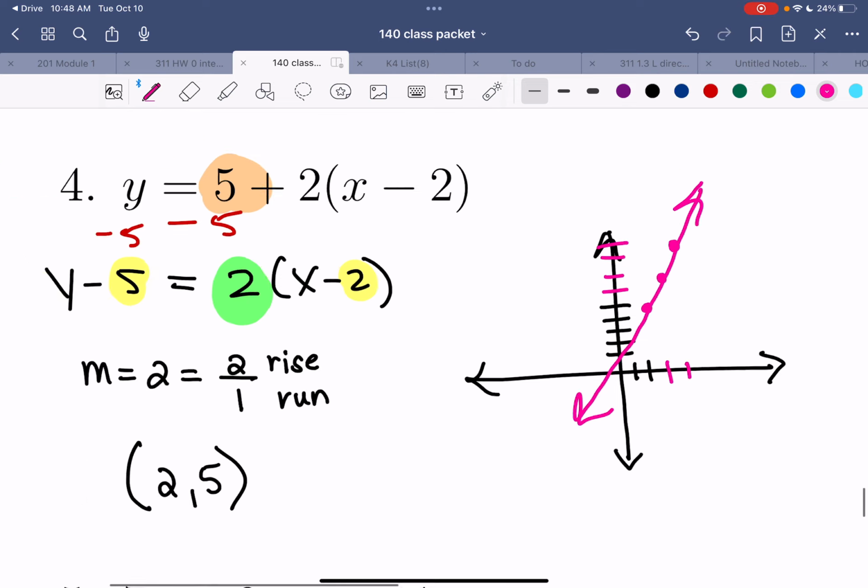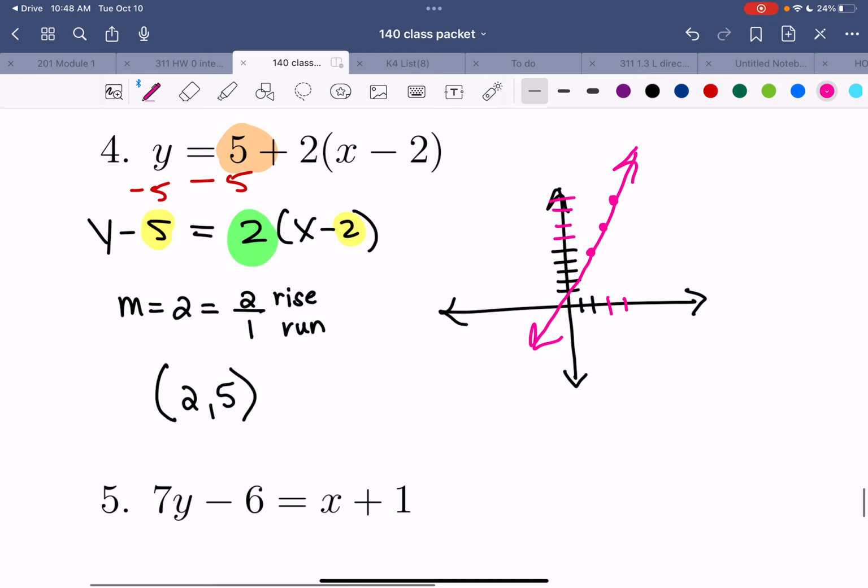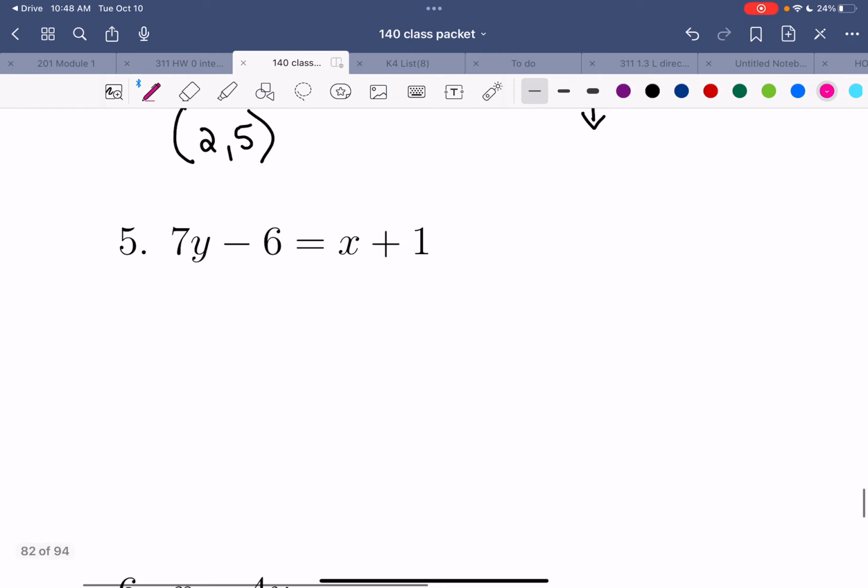You only need a couple of points to kind of get the idea of where your line is. Again, positive slope, so we're going up left to right. A number bigger than 1, so it's pretty steep. The larger number you get for slope above 1, the more vertical your line will be.